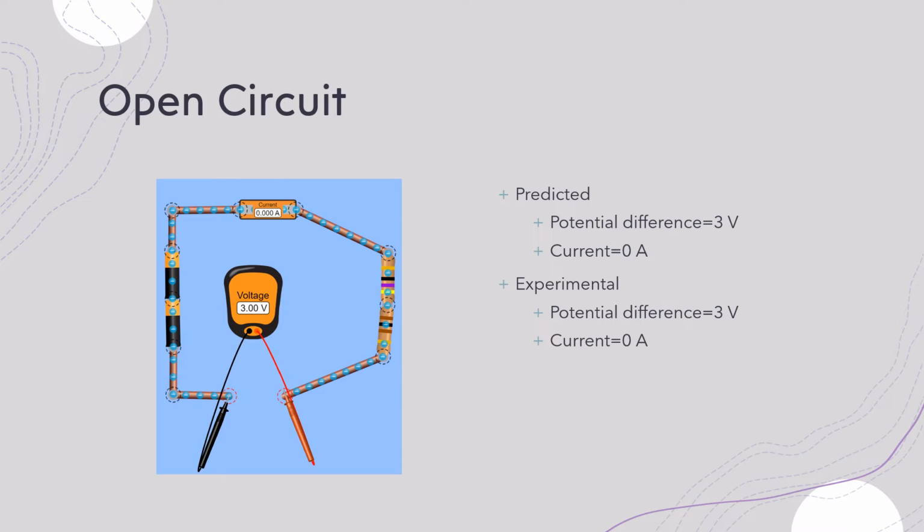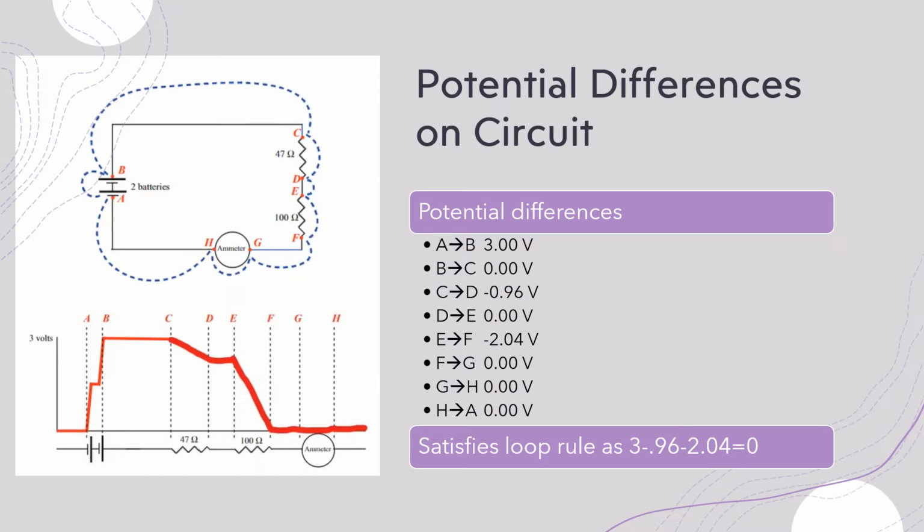In our open circuits, we predicted a potential difference of 3 volts and a current of 0 amps because when we went across 2 batteries, that added up the 1.5 volt battery to be 3 volts, and the voltmeter had a lot of resistance, so it went down to 0 amps for the whole circuit. And this matched our experimental.